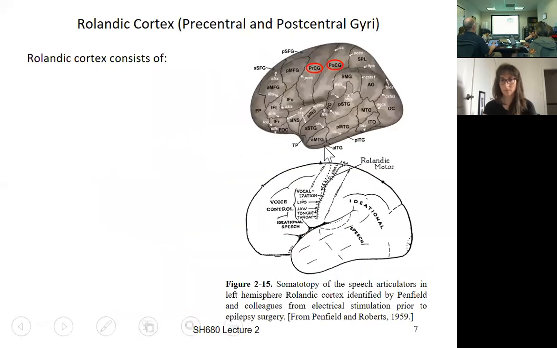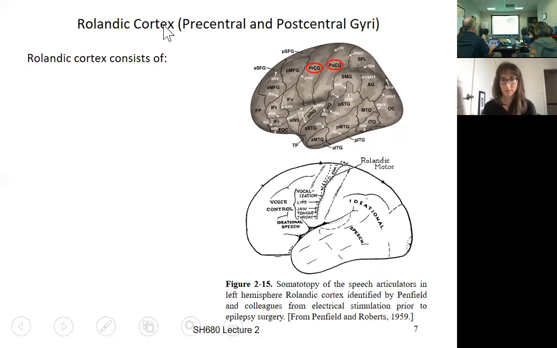So the best understood of these areas for speech are probably the precentral gyrus and, to a lesser degree, the postcentral gyrus, but these are very much the same in monkeys and humans, with the exception of speech articulator representations, which are much, much bigger in humans. And the Rolandic cortex, as I said, also sometimes called sensory motor cortex, includes both precentral and postcentral gyri.